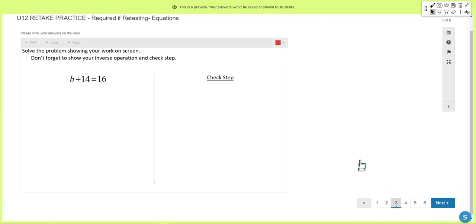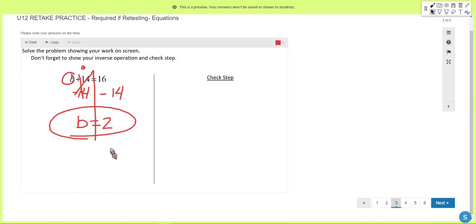For number 3, we have to solve the equation and do the check step. So remember, we have to draw our line down the equal sign. Here's b. I have b plus 14. The inverse would be -14 to both sides. If I have 14, take away 14, I end up with 0, and I'm just left with b. 16 minus 14 would give me 2. So right now I have my answer as b is 2, but let's do the check step.